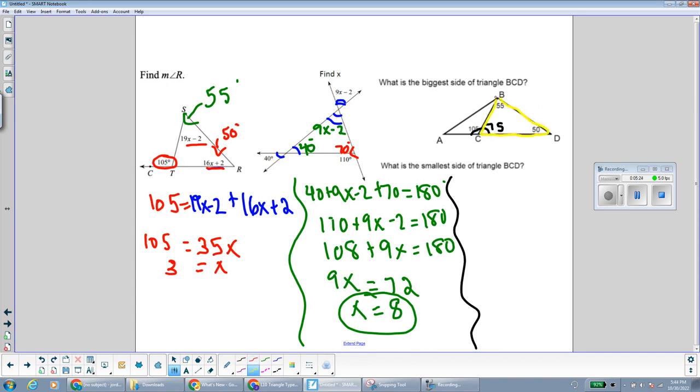So notice how 75 degrees is the biggest angle of the three interior angles in this triangle. If this is the biggest angle, the biggest side is located opposite from the biggest angle. So the biggest side would be side BD of this triangle. Using the same idea, the smallest side would be opposite from the smallest angle. So the smallest angle in this triangle is the 50-degree angle. So the smallest side would be the side opposite, which is side BC.